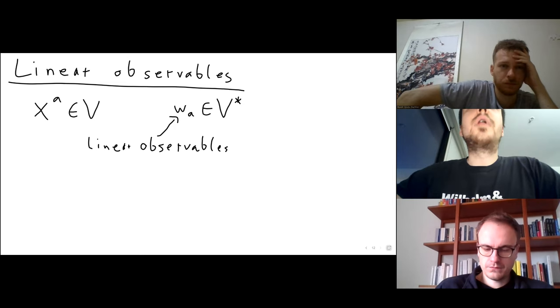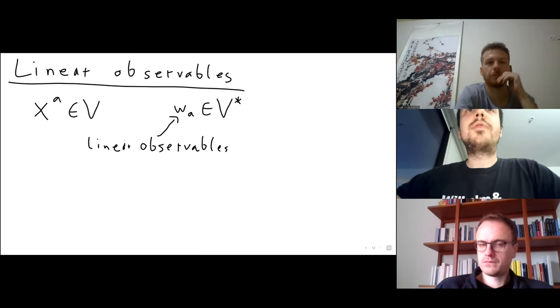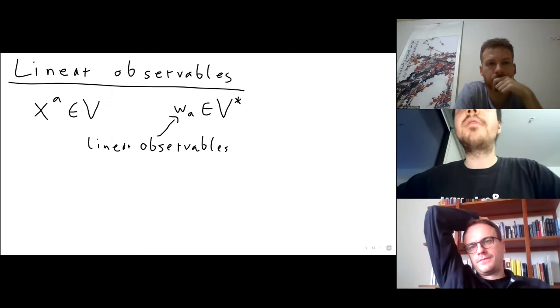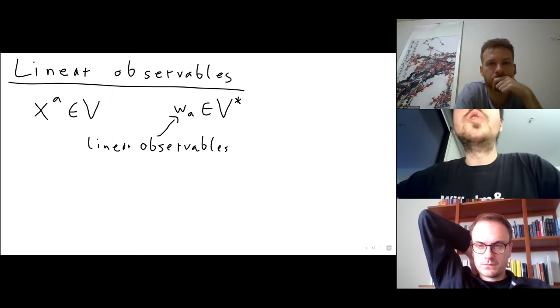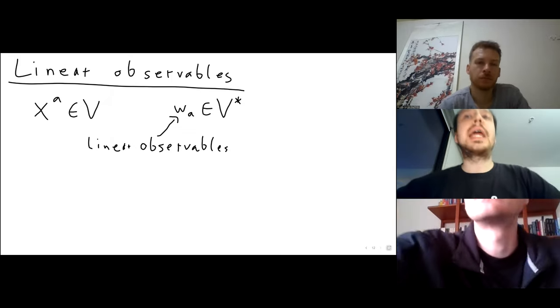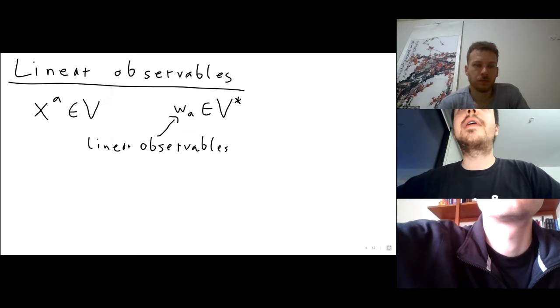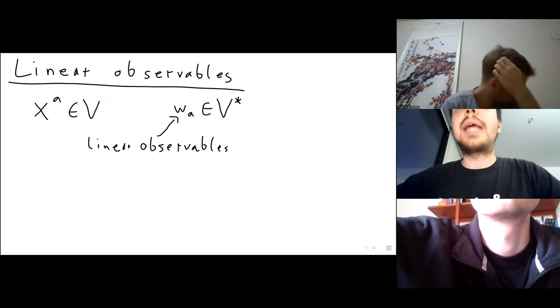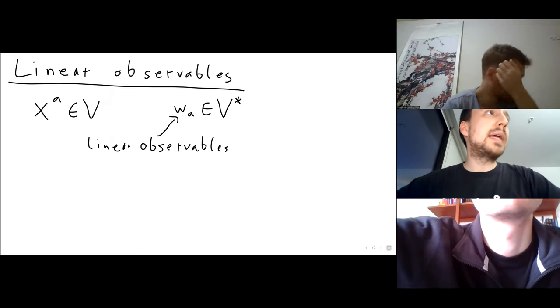So any dual vector, regardless of if it's bosonic or fermionic, is called a linear observable. And of course, there are 2n independent linear observables for any system with n degrees of freedom, because for a finite dimensional vector space, the dimension of the dual vector space is the same as the vector space itself.